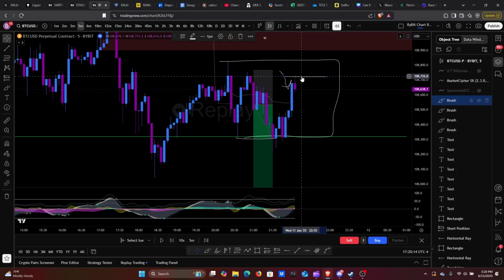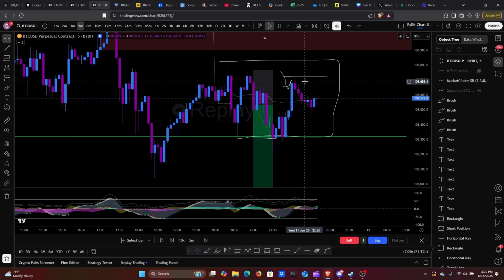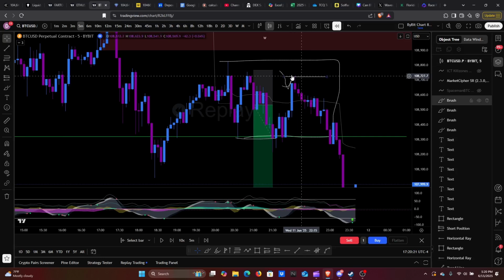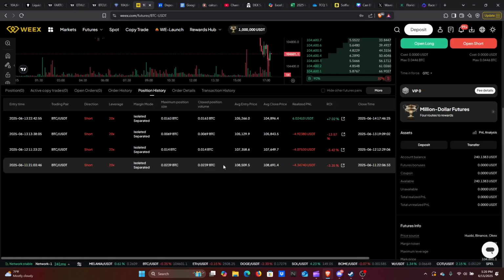I got tagged at a terrible spot. If I continue playing this out, yep, we eventually dumped straight down and broke the range to the downside, so I ended up getting clipped out at a terrible place. This was the short that I took.